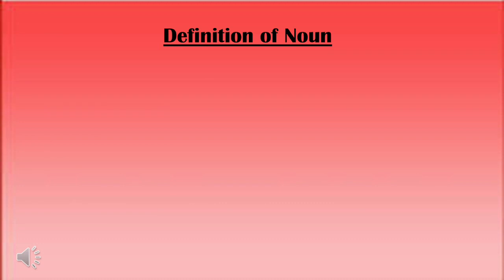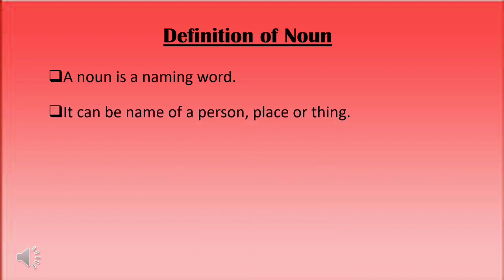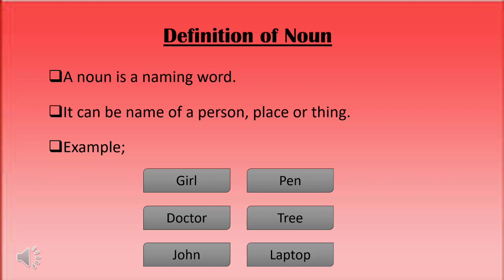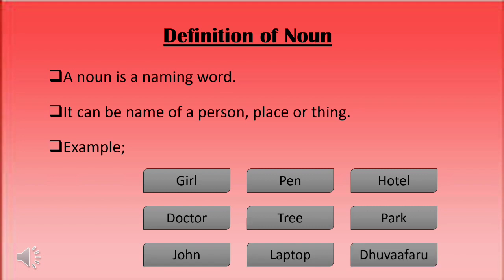Student, I know you all are very familiar with nouns, right? Do you remember the definition of a noun? A noun is a naming word. It can be a name of a person, place, or thing. Let me show you some examples. Girl, doctor, John, pen, tree, laptop, hotel, park, Dhuvaafaru. These all are names.